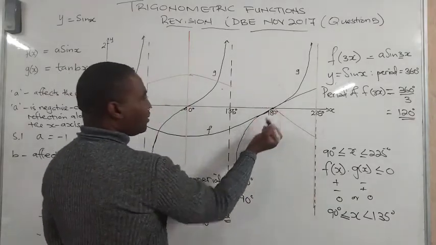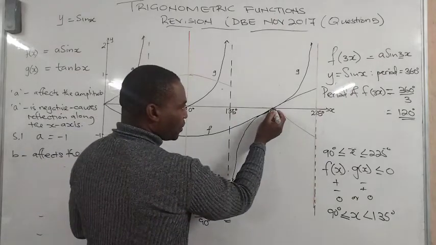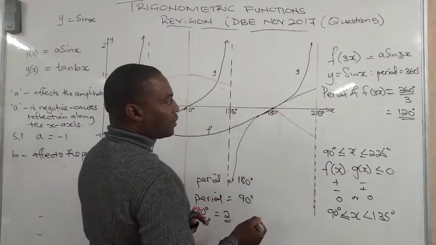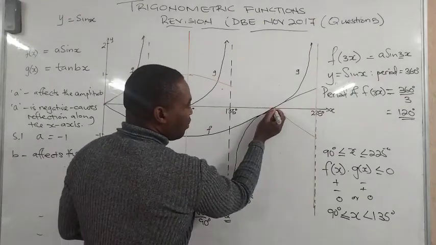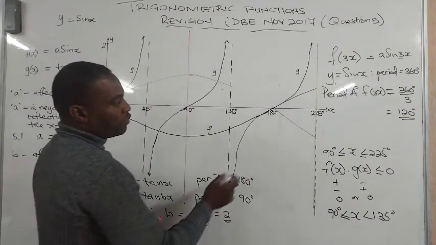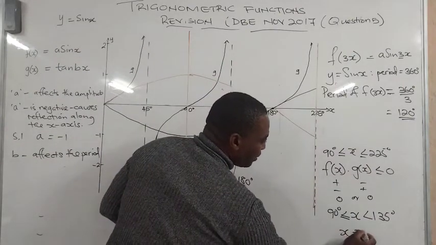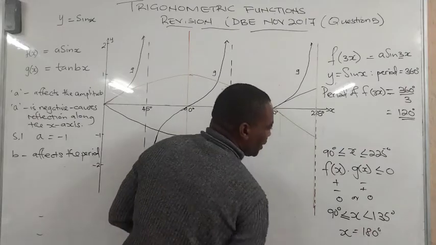g of x is 0. Remember, on the x-axis, y is 0. f of x is also 0. So the product will be equal to 0. It means this one, 180 degrees, is also a possible value of this condition. So we are also saying x is equal to 180 degrees.